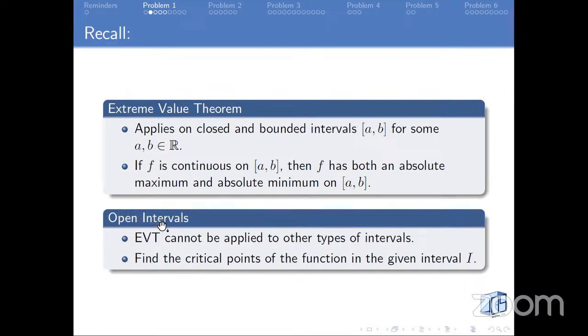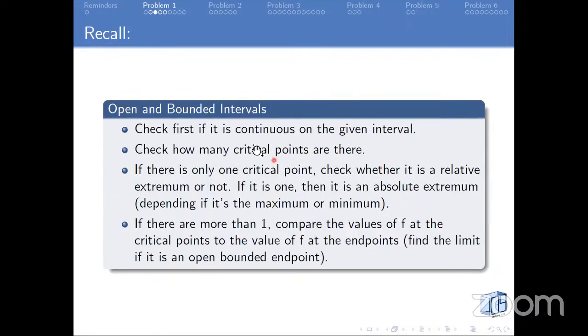So also recall that for open intervals, EVT cannot be applied, basta hindi siya closed on both sides of the interval AB. Halimbawa, yung isa dito ay open, isa lang dyan, EVT cannot be applied. For open intervals, find the critical points of the function in the given interval I. So next, for open and bounded intervals, check first if it is continuous on the given interval. Check how many critical points are there. If there is only one critical point, check whether it is a relative extremum or not. If it is one, then it is an absolute extremum, depending if it is the maximum or minimum.